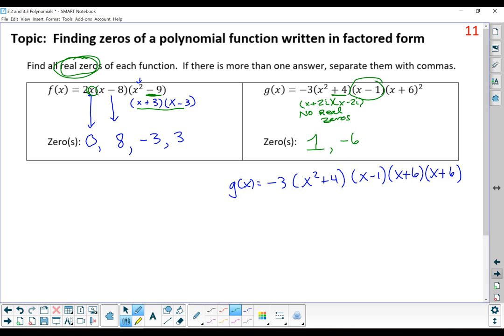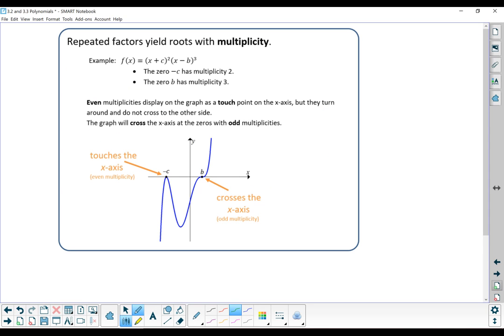In fact, that type of factor, we would say that 0 or that root has a multiplicity. So if we have a function f of x that has an x plus c squared, then we would say the 0 negative c has a multiplicity of 2. If it had an x minus b factor that had a third power, we would say that the 0 b has a multiplicity of 3. So if you have repeated factors in your polynomial, they have roots with multiplicity, and they are roots of the function.